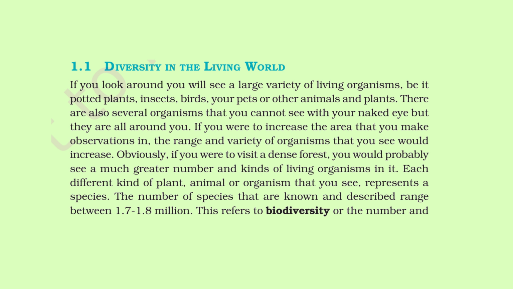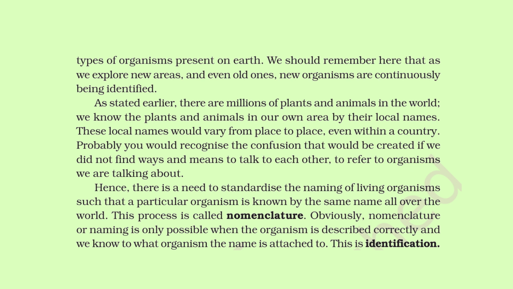Each different kind of plant, animal, or organism that you see represents a species. The number of species that are known and described ranges between 1.7 to 1.8 million. This refers to biodiversity, or the number and types of organisms present on Earth. We should remember here that as we explore new areas and even old ones, new organisms are continuously being identified.